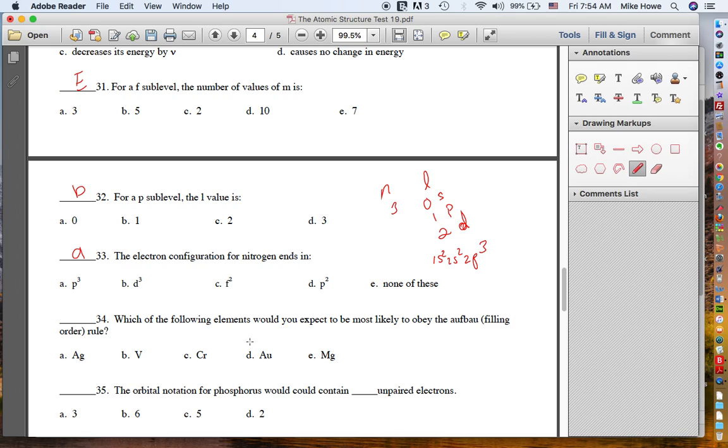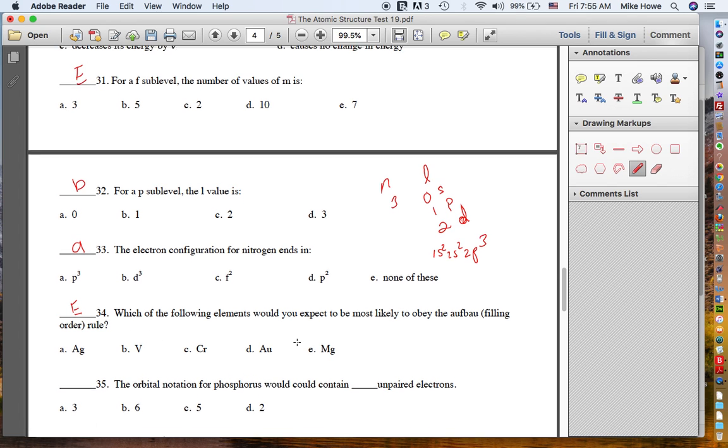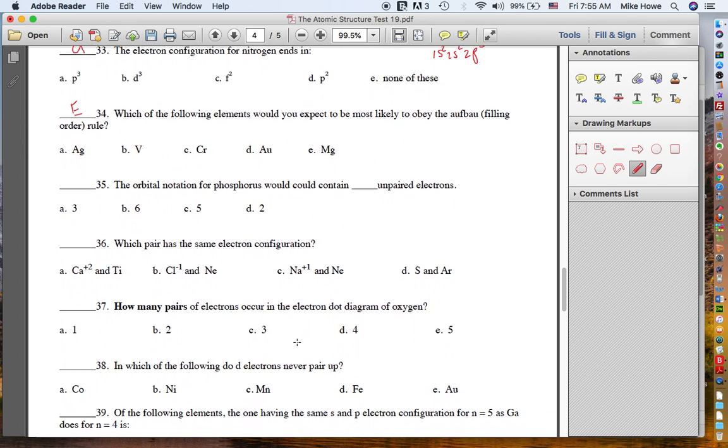The one that would be most likely to obey the filling order is the one that is not in the D sublevel. So there's only one of these that's not in a D sublevel. It is magnesium. Now, right now, go back and look at your periodic table. Make sure that you understand that magnesium is in the S block, not in the P block.